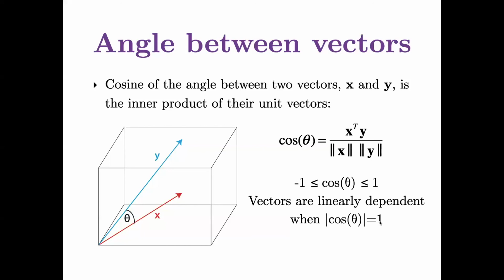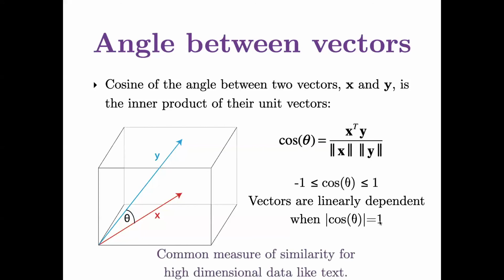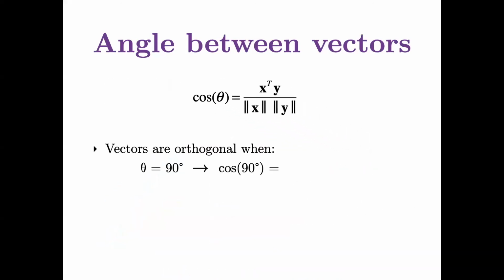This is not the last time you'll see cosine. This is also a common measure of similarity for high dimensional data like text. And we can talk a little bit more about that later if you'd like. For now, we want to stick to the definition, and since we're talking about orthogonality, we're interested in the case when the angle is 90 degrees.